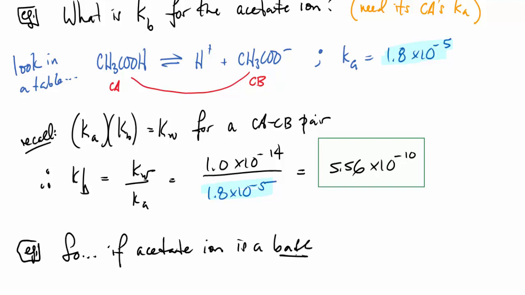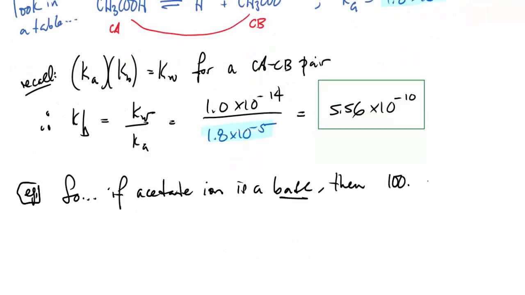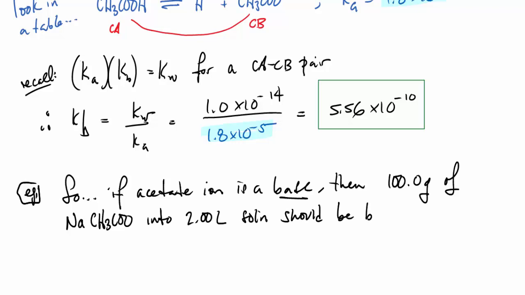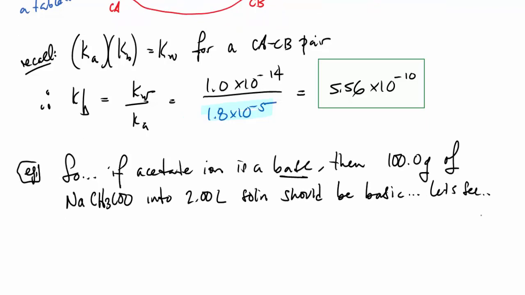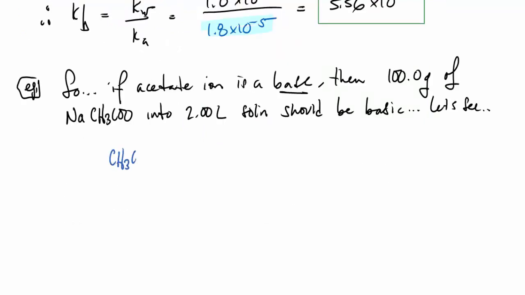Anyway, let's check it. If acetate ion is a base, then 100 grams of sodium acetate in 2 liters of solution really should be basic, shouldn't it? The acetate ion should act basically, and this should have a pH above 7. So let's see if it is in fact the case.